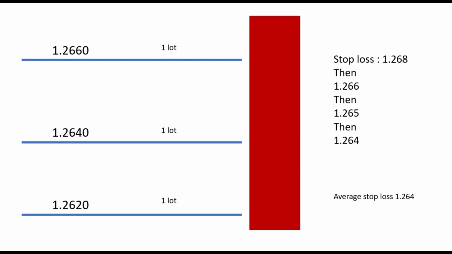Then when I reach 1.262, I will enter a new trade and move the stop loss for all three trades to 1.264. So in the moment when I have a sell order at price 1.262, the great thing is that my stop loss for all three positions will be at 1.264.